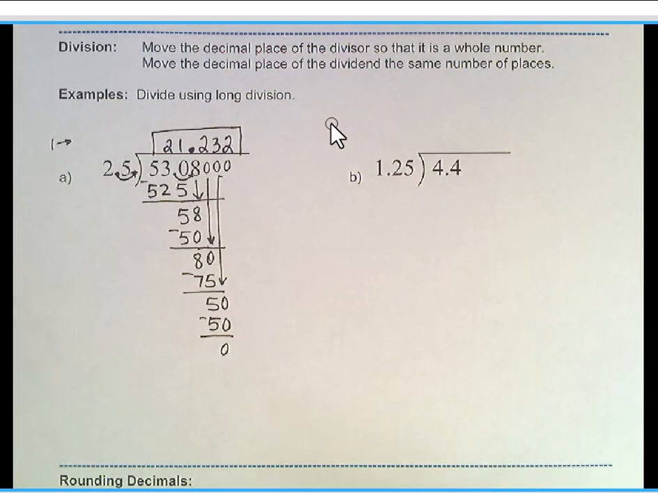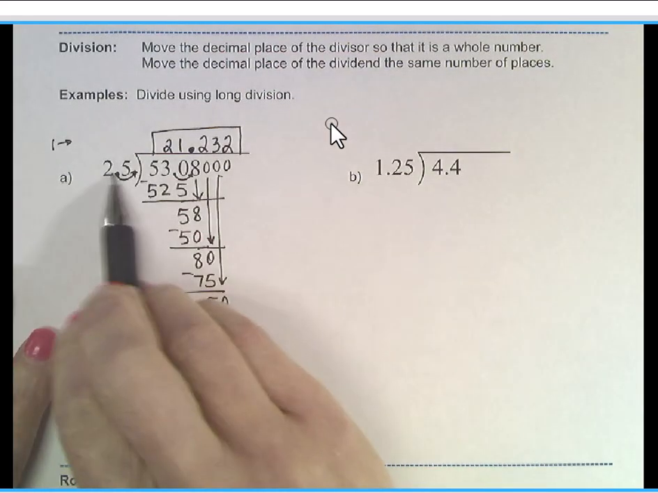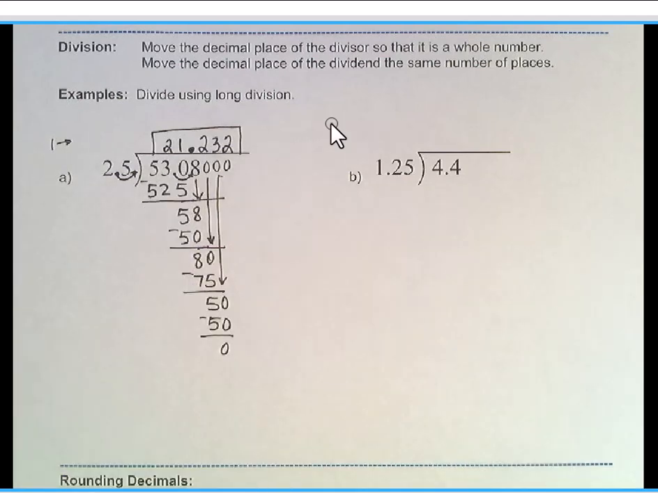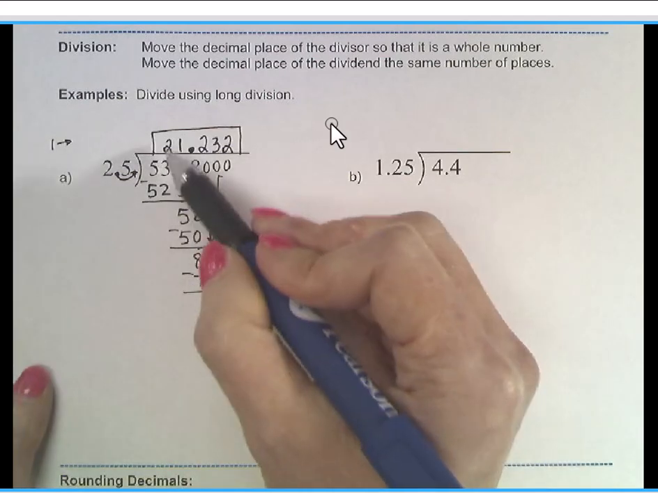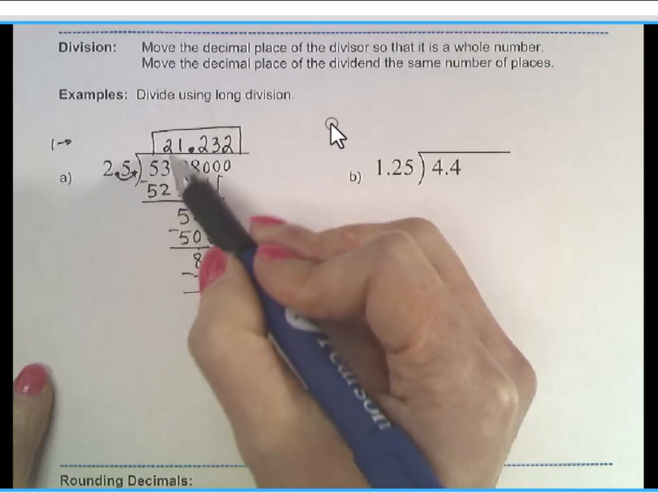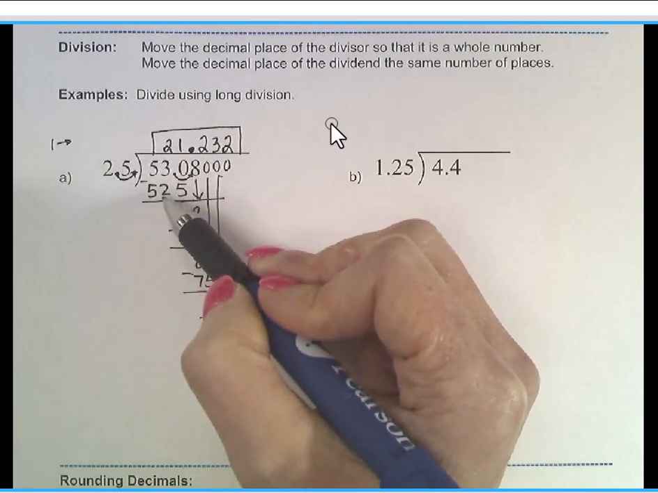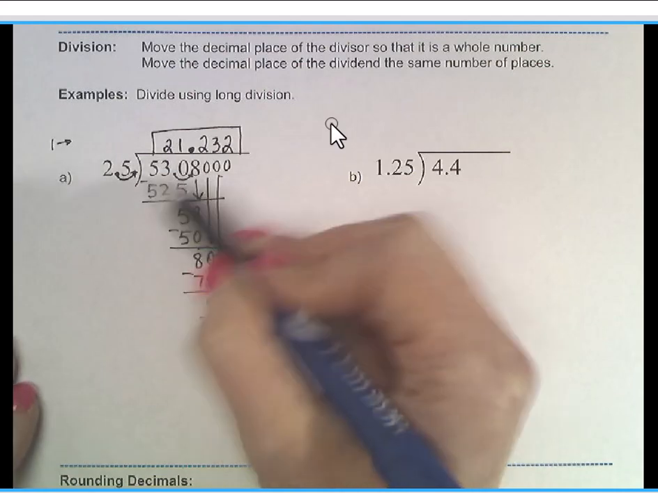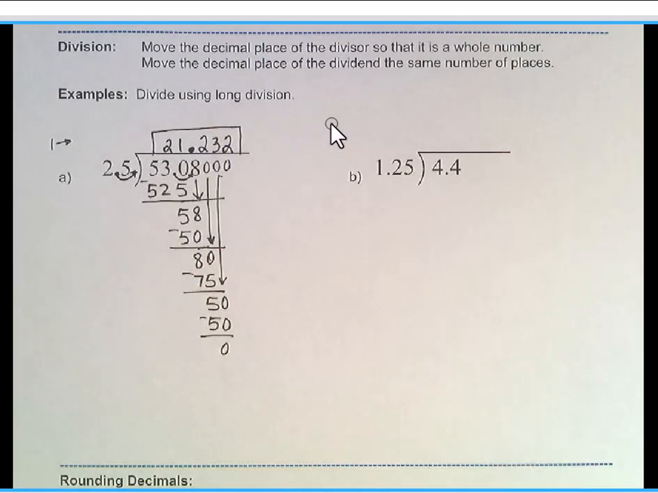So when you divide, you get 21.232. Again, I kind of skipped a step by dividing 25 into 530, but you could have stopped off at 53, said 25 goes in there twice, you get a remainder of 3, carry down your 1. You get the idea. Okay, but there you go, long division. The big takeaway is moving that decimal over so these will act more like whole numbers.